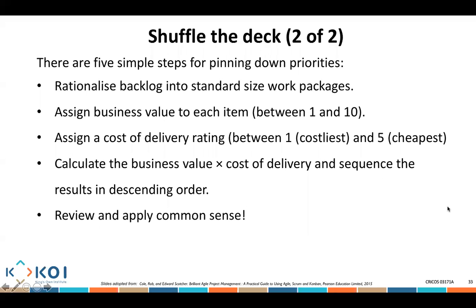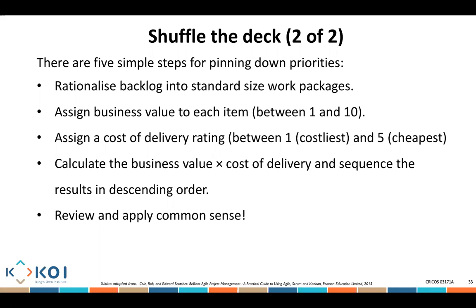There are 5 simple steps for deciding the priorities. 1, we rationalize the backlog into standard size work packages, so they're very similar in size. 2, we assign a business value to each of these. So 1 could be low value, and 10 would be a high value user story. 3, we assign a cost of delivering rating. So things that are going to cost the maximum are going to be 1, for example, and things that are going to be cheapest, I might give a 5.